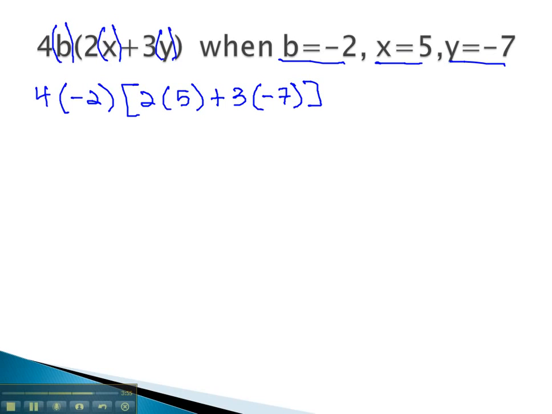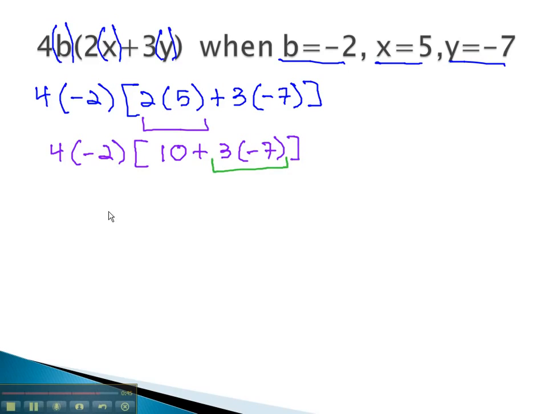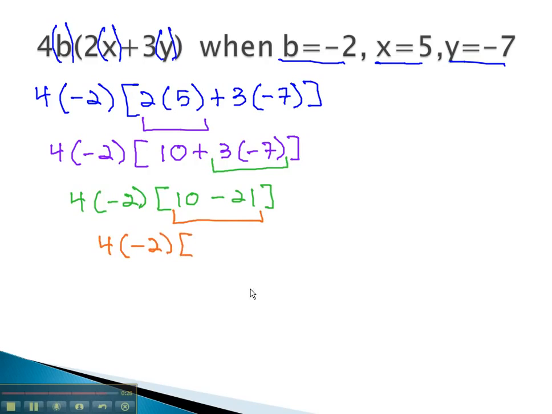Order of operations tells us to work inside the parentheses first, multiplying from left to right. So we now have 4 times -2 times 2 times 5 is 10, plus 3 times -7. Continuing to multiply inside the parentheses, we have 4 times -2 times 10 minus 21, which is 3 times 7. Now, we can finish the parentheses, giving us 4 times -2 times 10 minus 21 is -11.